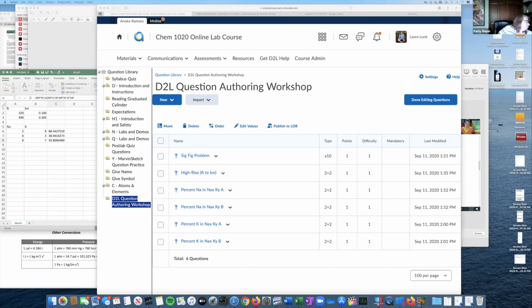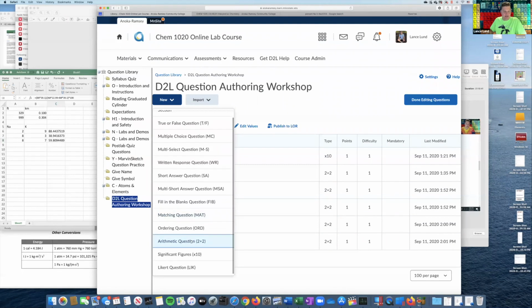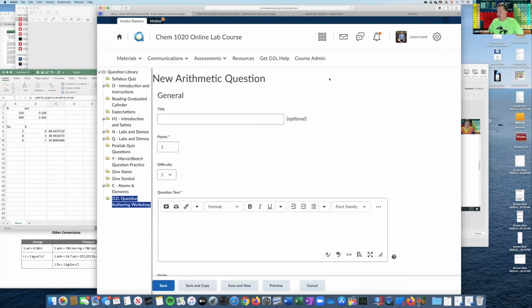Okay. Can you hear me? Okay. Let's do copper. Copper. All right. So we want to figure out, we're going to write out a new question, and I'm going to put this in the form of an arithmetic question. And I'm going to call this neutrons in copper.